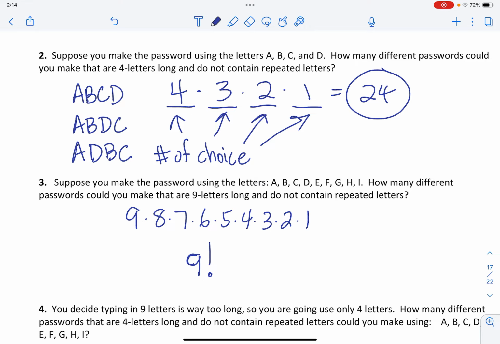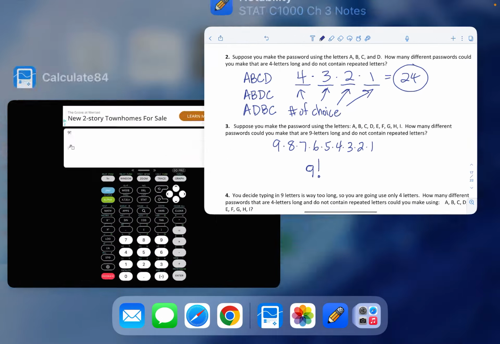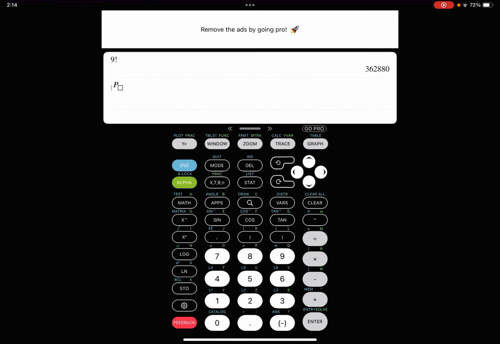In mine, I'll bring up a TI-84 app. Let's clear it all out. I should probably go pro and remove the ads, but let's risk it. Hopefully an ad doesn't pop up.